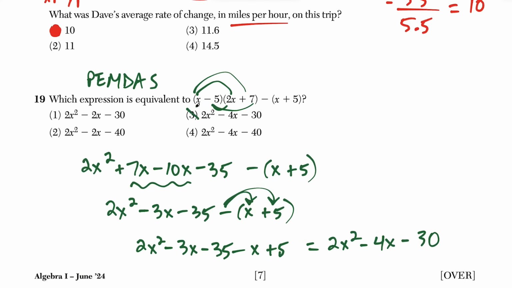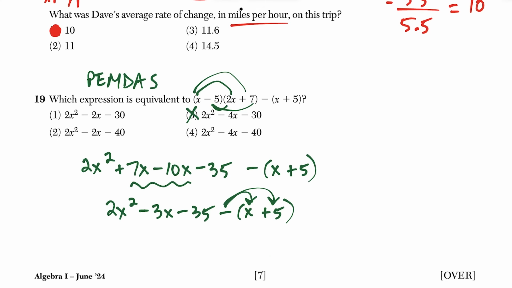Choice 3 is a very dangerous bear trap, okay? We have to be careful here. That's why we have to remember when we are subtracting a binomial like x plus 5, we have to send the negative through. So we're going to do 2x squared minus 3x minus 35, and we're going to do minus x minus 5, okay? The minus is distributing to both terms here.